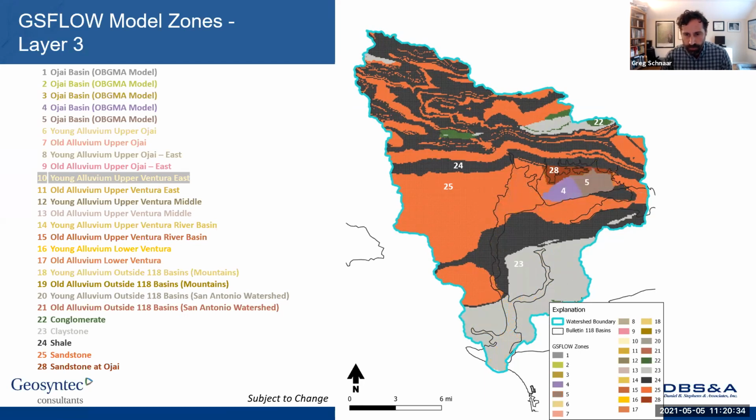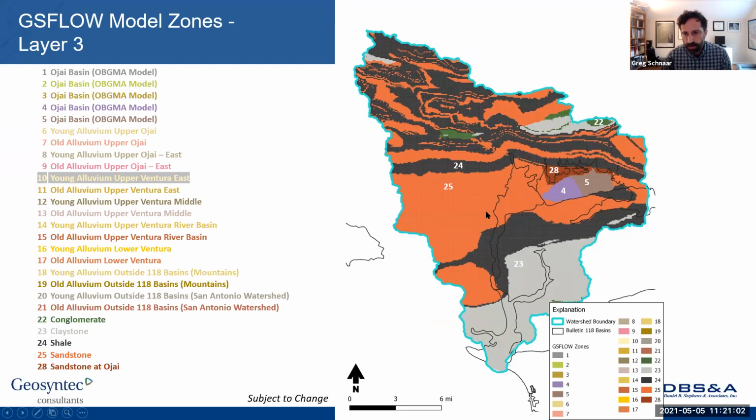This is the bottom of layer 3, and in areas here we've gone deeper. So we're below the presence of alluvium, for example, in the upper Ventura. If you go back and look at those cross sections, one really distinctive feature of this watershed is just how much deeper the Ojai Basin is. That's why you'll continue to see much deeper alluvial layers here than you do in the other basins.